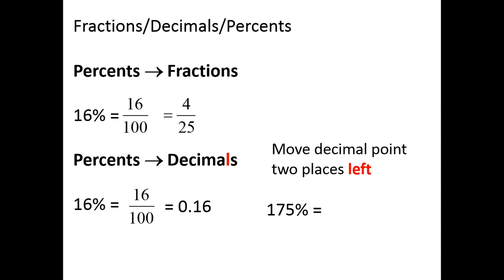So if we have something like 175%, we can rewrite that as 1.75, 1 75 hundredths, because we only need to move that decimal point that's behind the 5 in the 175% to the left 2 places.